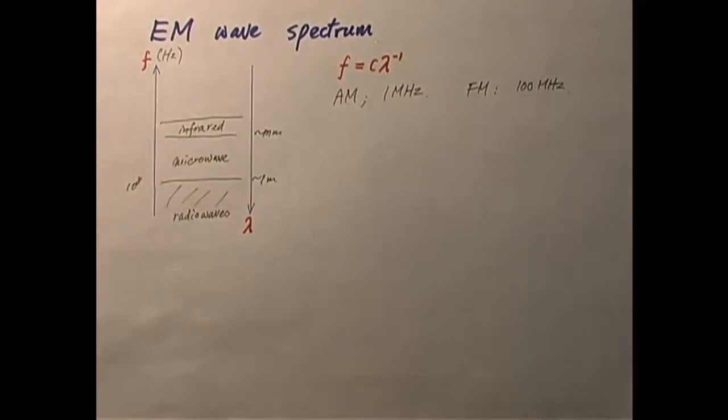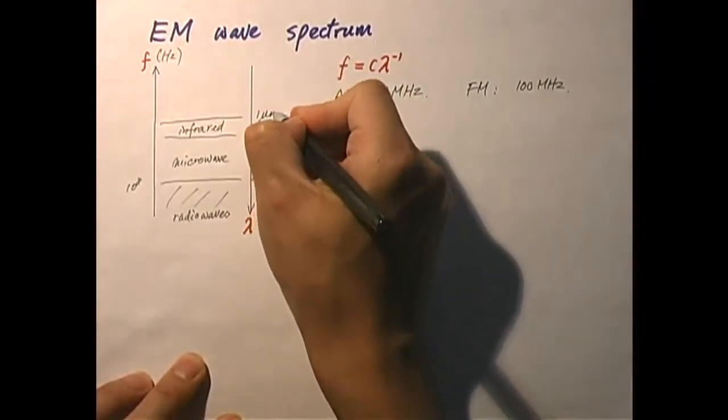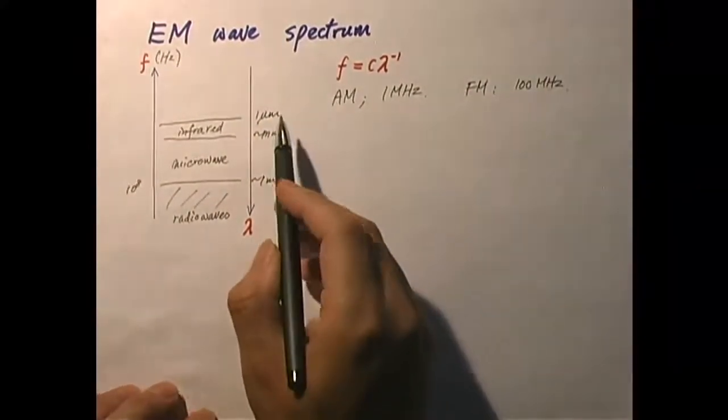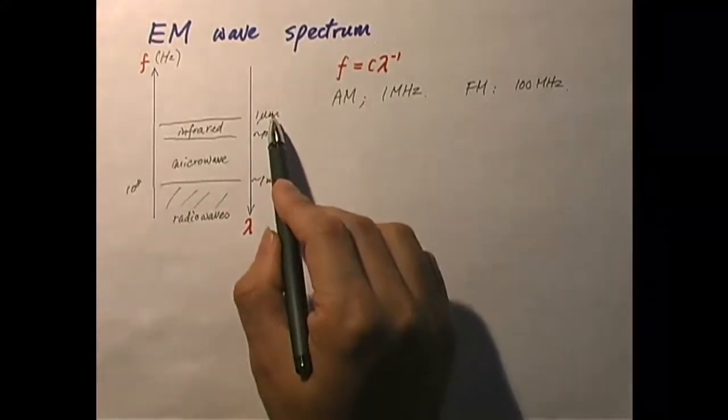Infrared can also be used to transmit satellite signals. For example, satellite TVs require an infrared signal. As you go higher and higher, by the way, infrared goes to about 1 micron, about half a micron to 1 micron. That's the higher limit, a lower limit for the wavelengths.